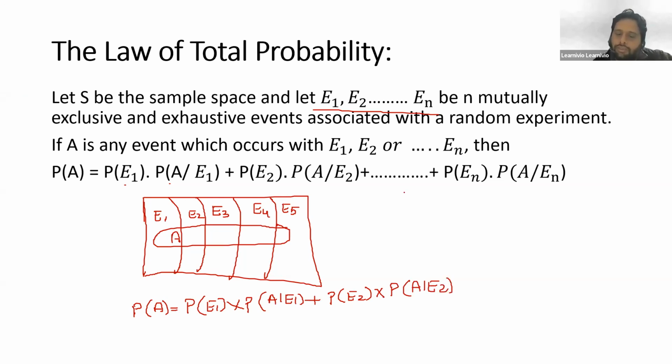Okay, so let's take an example. Suppose you have two bags, bag one and bag two. In bag one, suppose you have 4 red and 6 black balls. In bag two, suppose you have 3 red and 5 black. Then the question is, a bag is selected and a ball is drawn. What is the probability that the ball is red in color? I will write here.